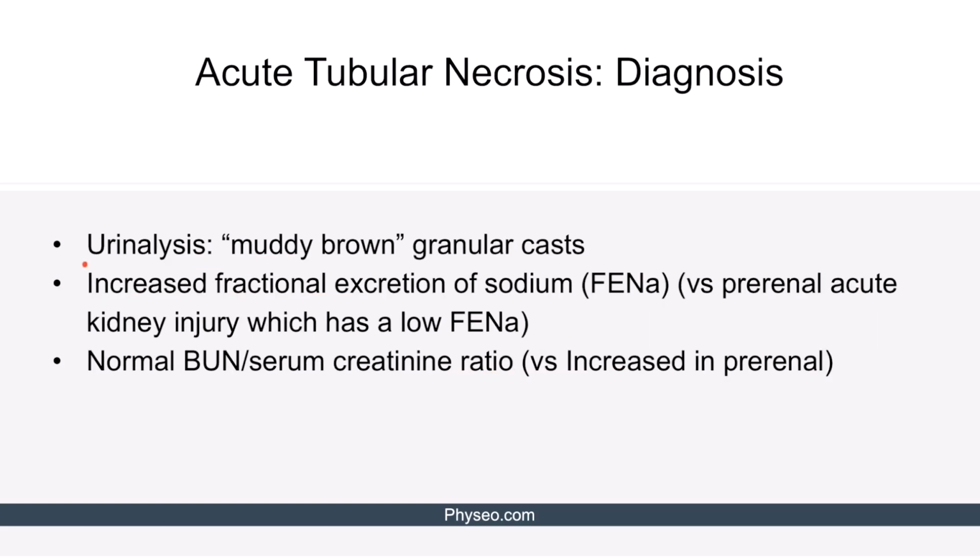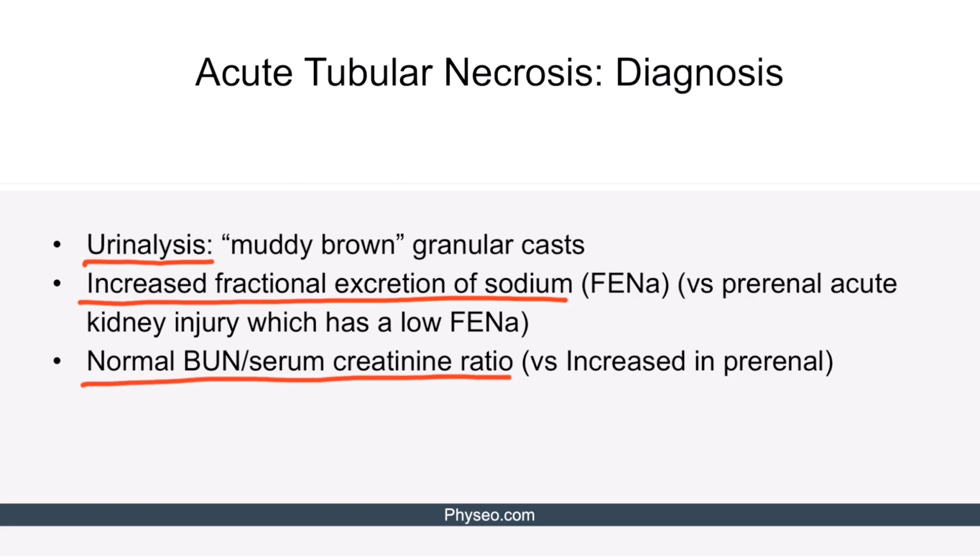Diagnosis is based on urinalysis, which reveals muddy brown granular casts. This is a very high-yield finding. Increased fractional excretion of sodium is also an important feature of acute tubular necrosis, as injured tubules can't reabsorb sodium and thus more sodium ends up in the urine. This finding helps differentiate acute tubular necrosis from pre-renal acute kidney injury, which is characterized by a low fractional excretion of sodium due to increased reabsorption of sodium by the intact tubules in response to hypovolemia.